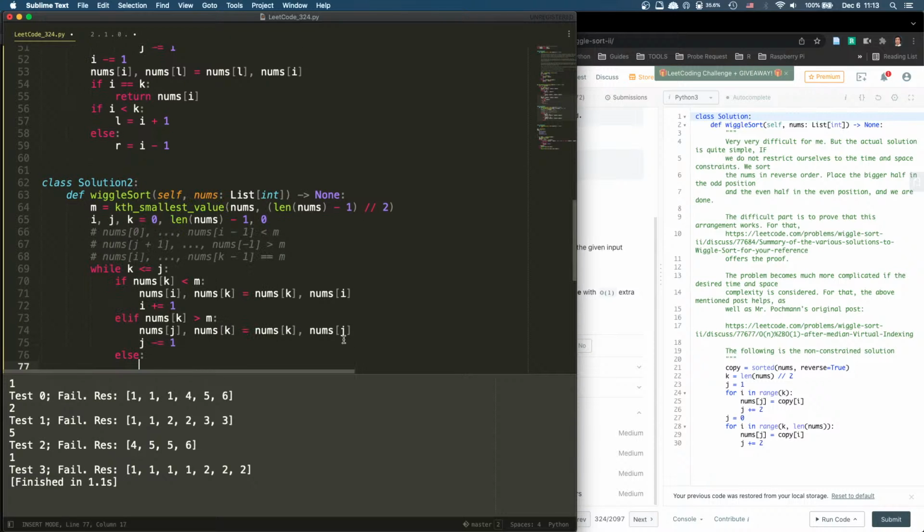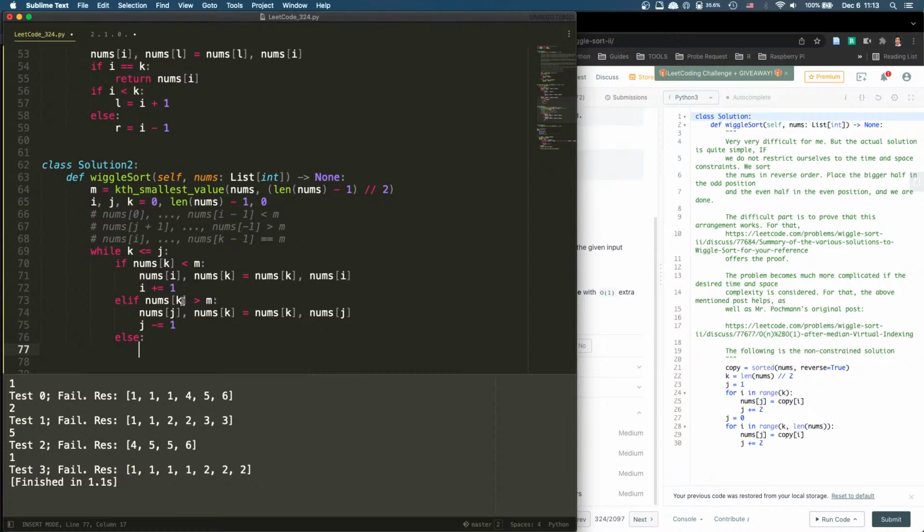And else, now nums k is equal to m. Now this is tricky. Nums k, right, is equal to m. Therefore, this one is violated. So we need k to plus equal 1. So we keep going this. Eventually, k is gonna meet j. So when k meets j, what do we do? When k meets j, if it's smaller, right? Then we're gonna swap. And i plus equal 1.